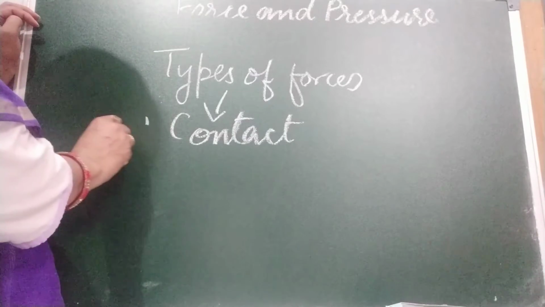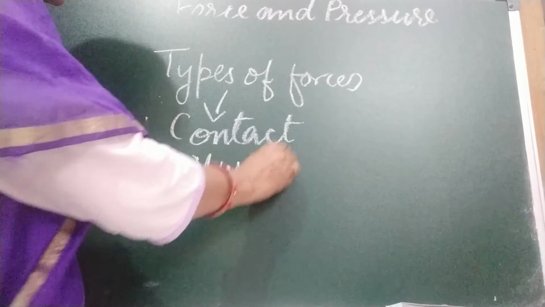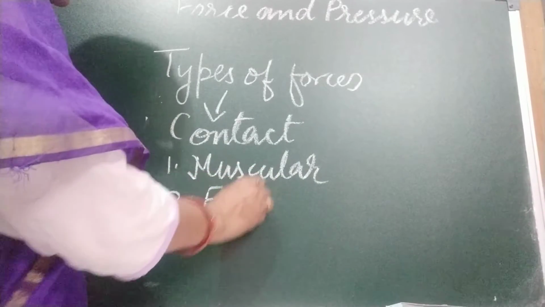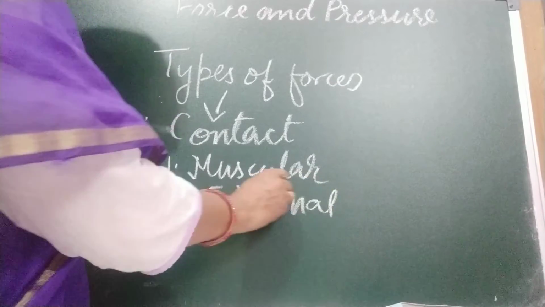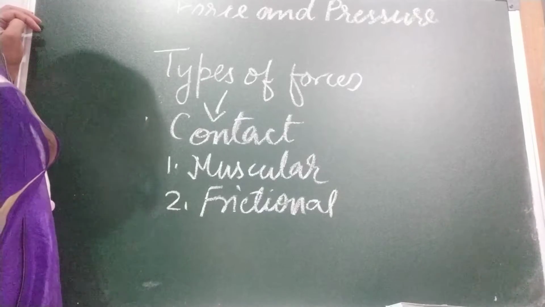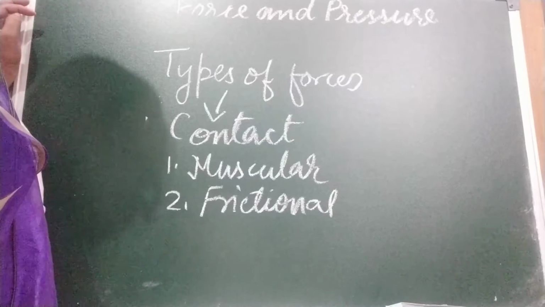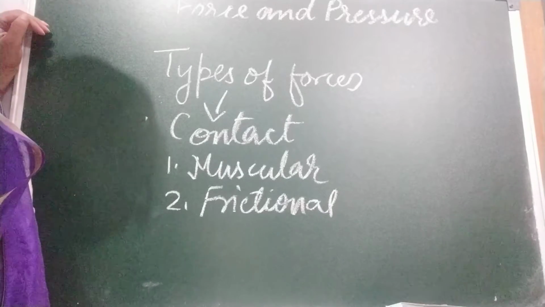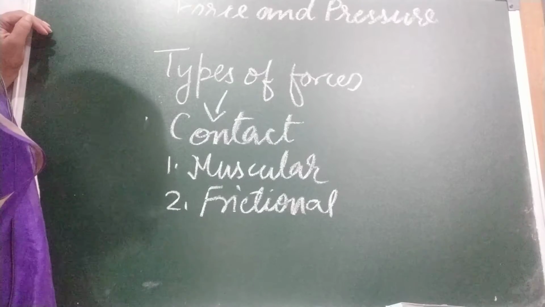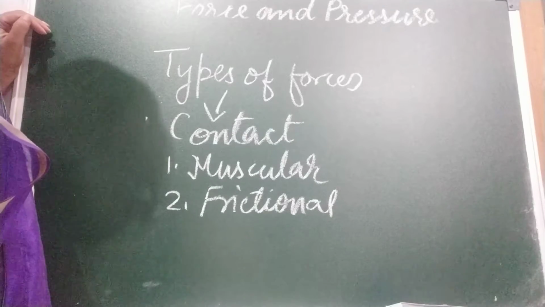Second is frictional force. First, muscular we have discussed. Frictional force is also a contact force. What happens when we stop pedaling a bicycle? It slows down and stops after some time. If we kick a small block of wood, it slides for some time and then comes to rest. Why? This happens because of a force of friction.